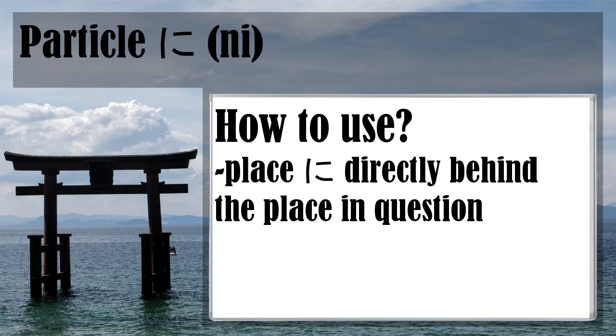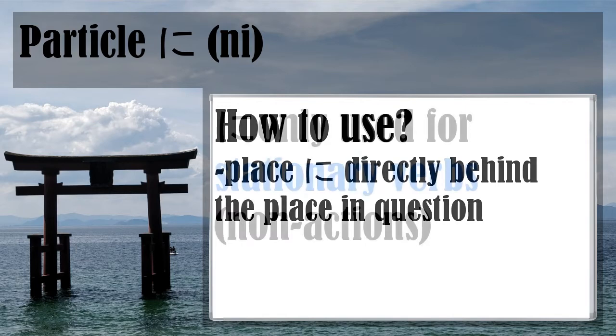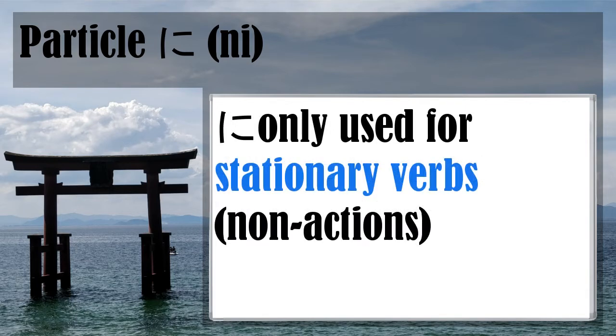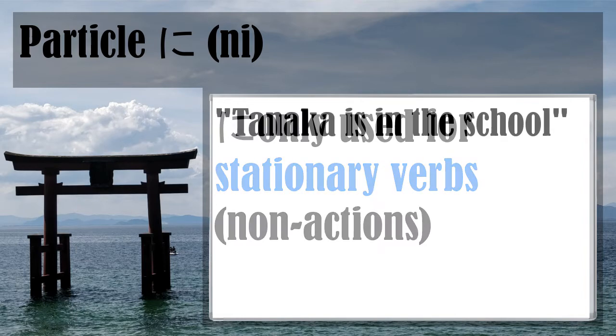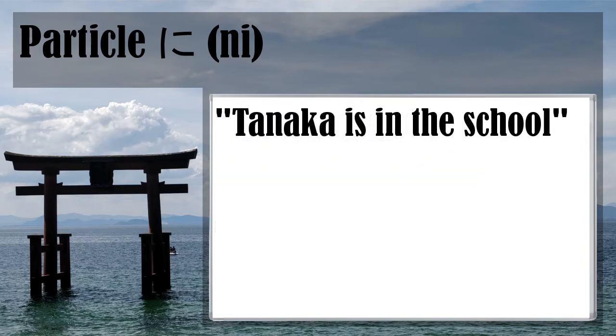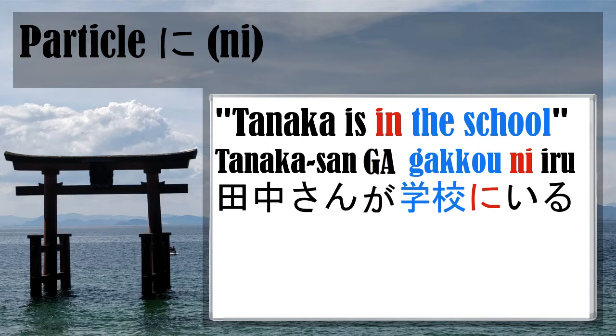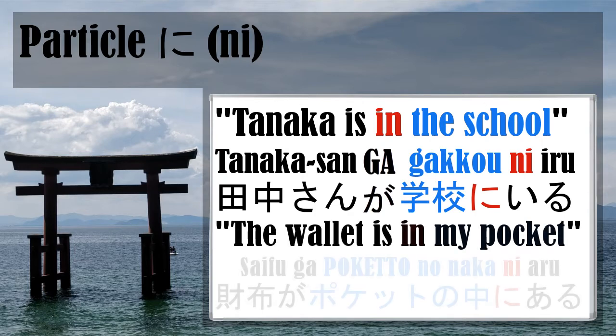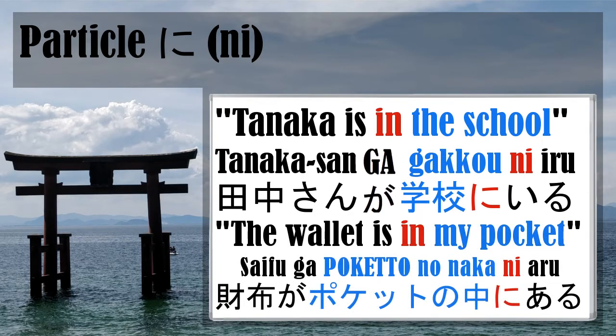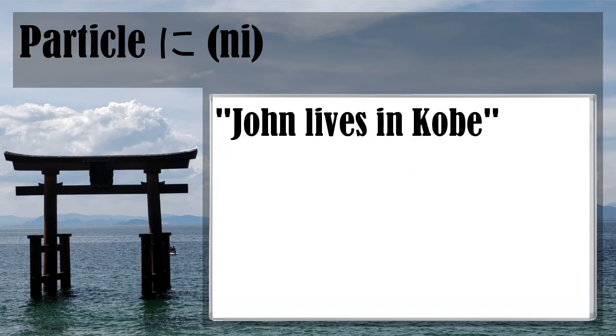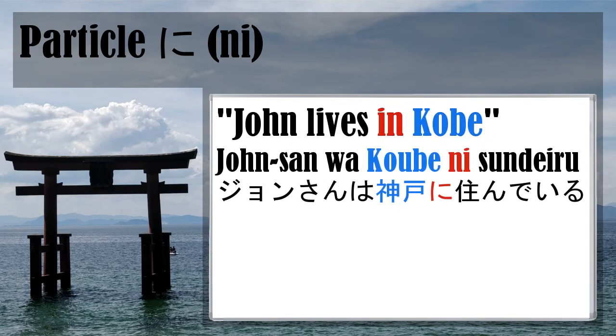The person or the thing that is somewhere in a certain location is stationary and is not implied to be doing anything of significance. Usually this just boils down to sentences like, Tanaka is in the school. Tanaka-san ga gakkou ni iru. Or, the wallet is in my pocket. Saifu ga poketo no naka ni aru. John lives in Kobe. John-san wa Kobe ni sunde-iru.